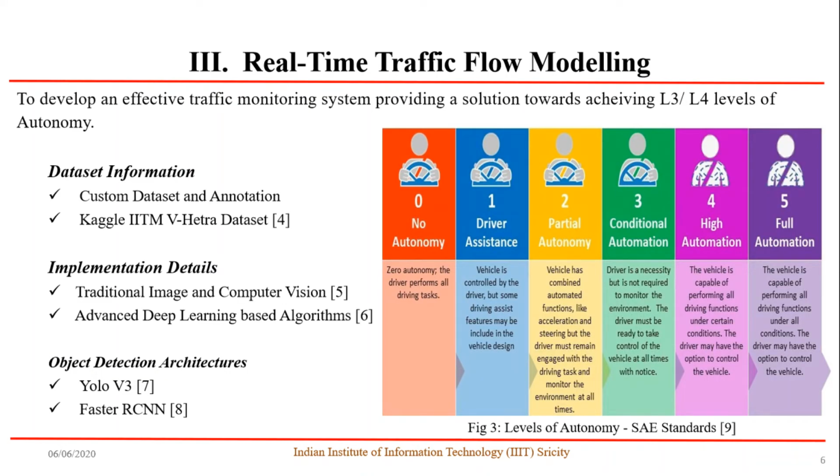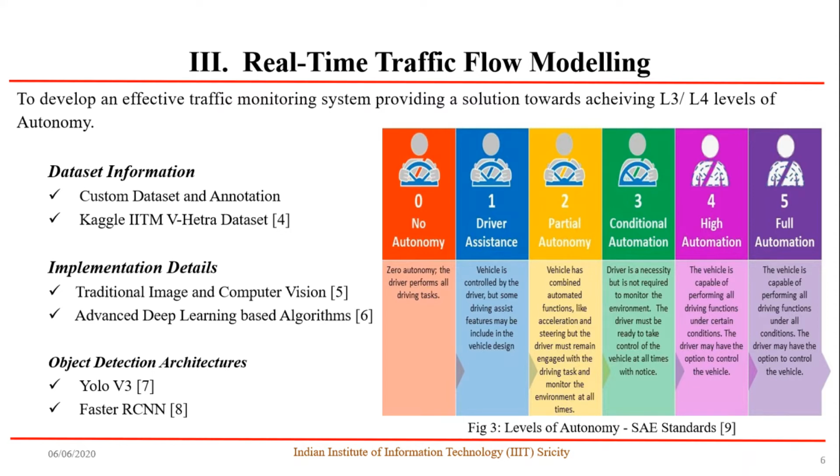As part of this work for real-time traffic flow modeling, the main objective here is to develop an effective traffic monitoring system that would enable in providing a solution towards achieving L3 or L4 levels of autonomy. As we can see in figure 3, L3 and L4 levels of autonomy not only ensure the overall driver safety mechanisms but also lead towards the semi-autonomous solutions.